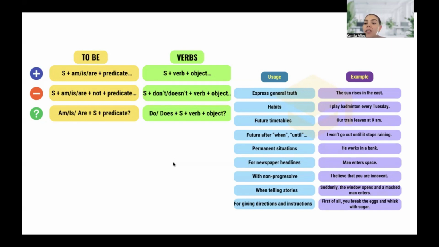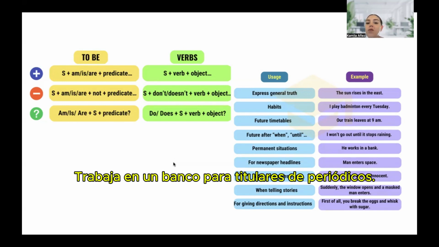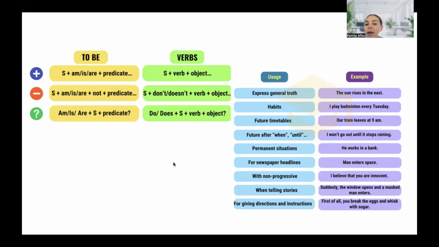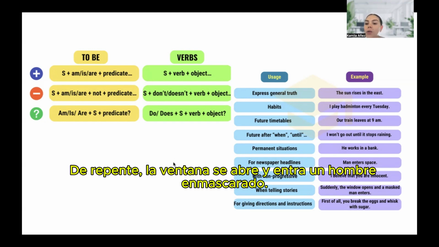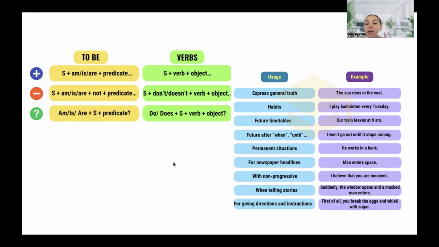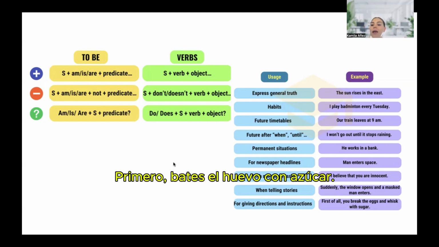Permanent situations, he works in a bank. For newspaper headlines, men enter space. With non-progressive, I believe that you are innocent. When telling stories, suddenly the window opens and a masked man enters. That is the beginning of a story. And for giving directions and instructions, first of all, you break the egg and whisk with sugar, right?